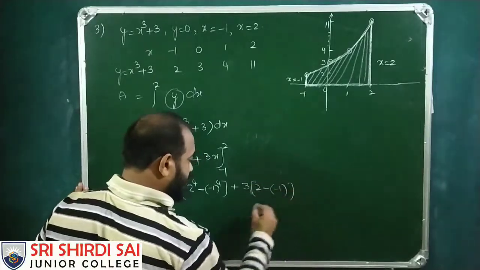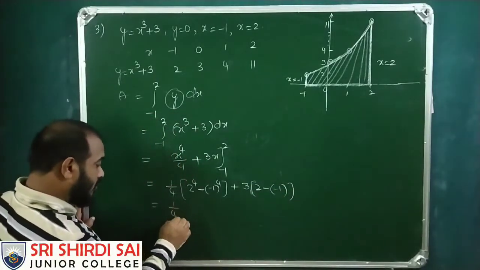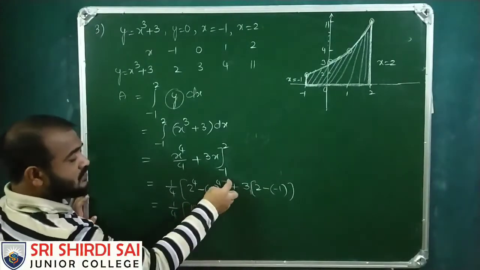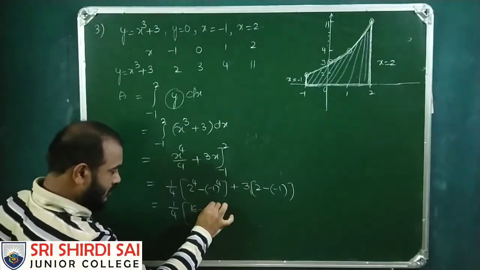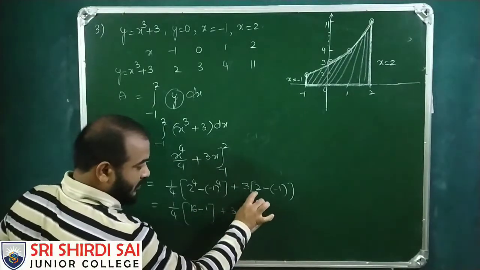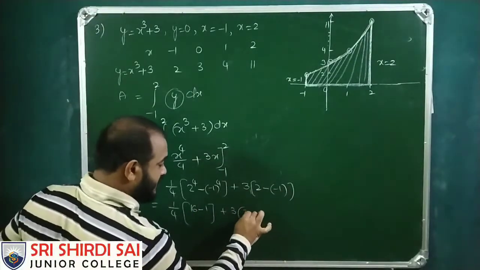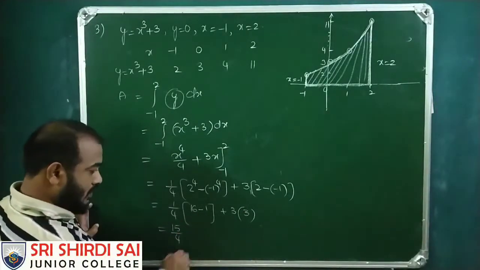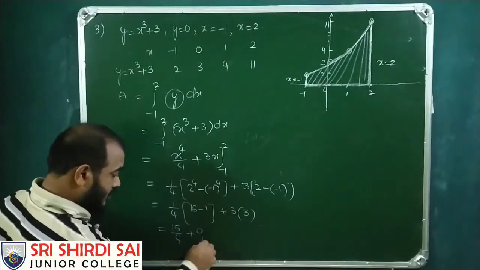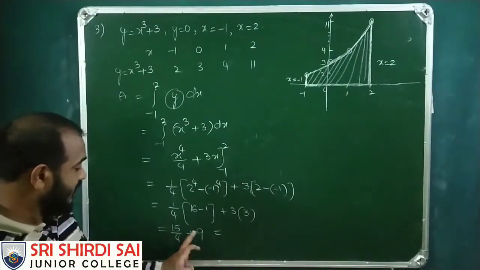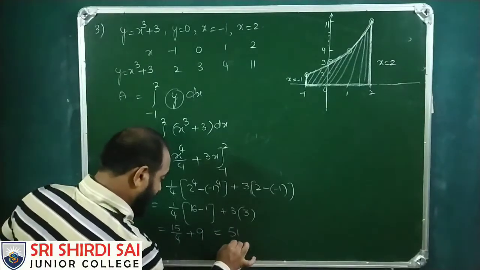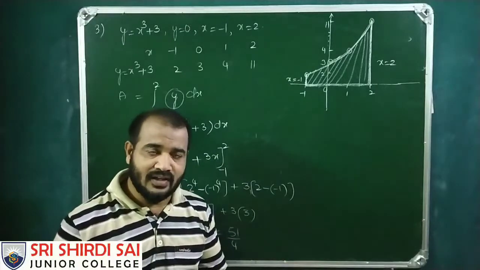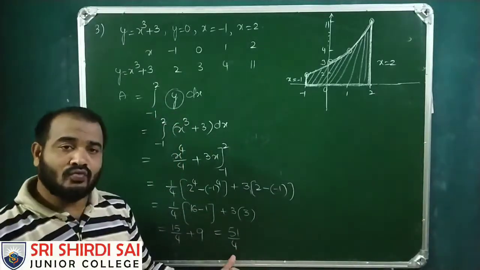So this is equal to 1 by 4, 2 power 4 is 16, minus 1 whole power 4 is 1 only, plus 3 into 2 minus of minus 2 plus 1, which is 3. That is equal to 16 minus 1, 15 by 4, plus 3 threes are 9. So this is equal to 4 nines are 36 plus 15, 51 by 4 square units. Area is represented in square units. 51 by 4 square units.